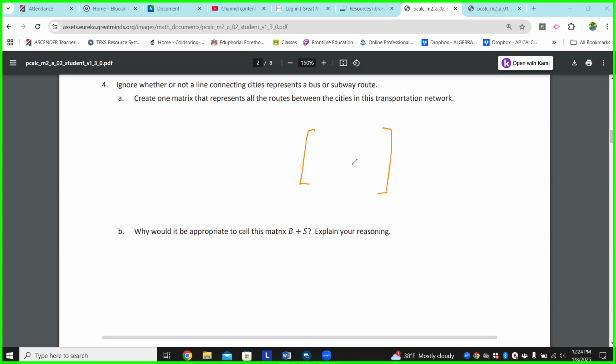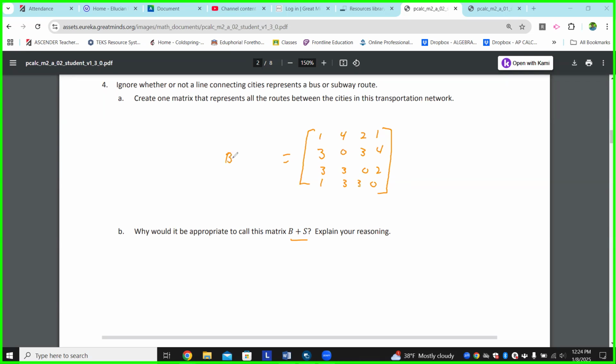Very good. So what did we end up getting when we looked at all the routes combined as our matrix? Let's start with row 1. 1, 4, 2, 1. Row 2. Row 3. Row 4. So did that actually end up being the bus matrix plus the subway matrix? Very good. So we're trying to find the total.